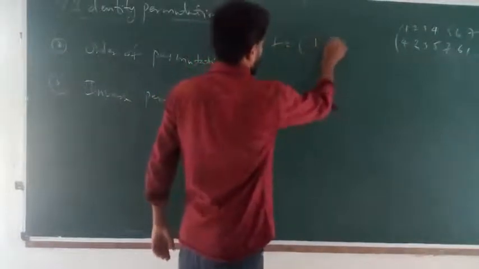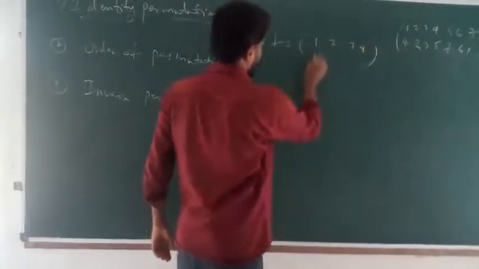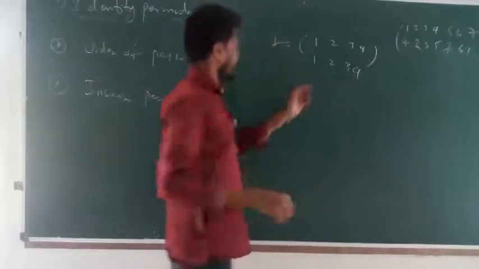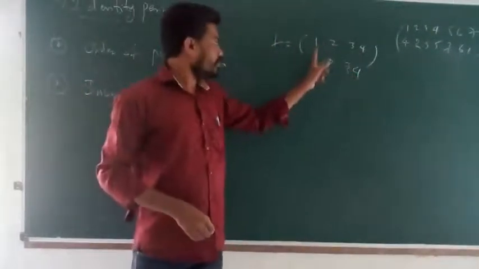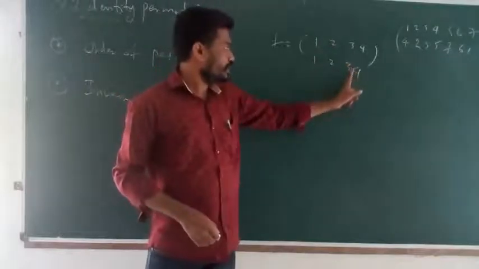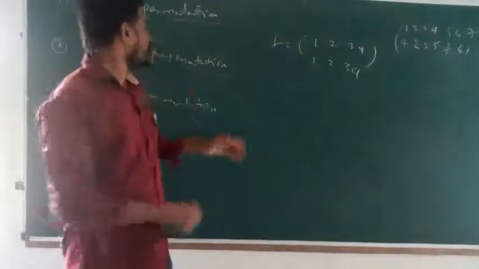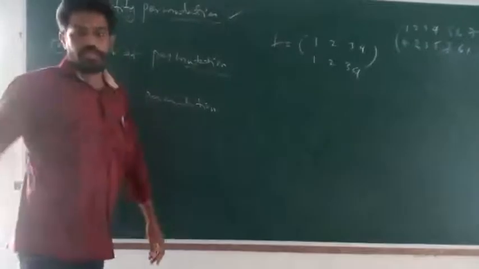So, example: 1, 2, 3, 4. First row 1, 2, 3, 4, and second row also the same. 1 image 1, 2 image 2, 3 image 3, 4 image 4. This is called an identity permutation.